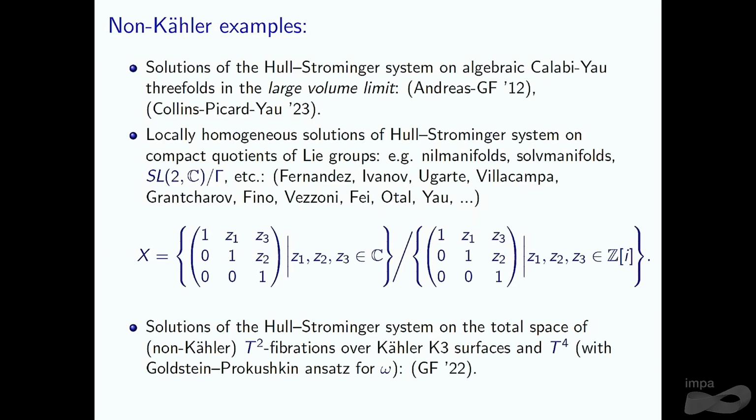Are there any non-Kähler examples? Actually, yes, there are plenty of non-Kähler examples. So we are in good shape in order to geometrize our non-Kähler Calabi-Yaus and try to do mirror symmetry. On the one hand, it is good because we can find non-Kähler examples on algebraic Calabi-Yau manifolds, where we know a lot.